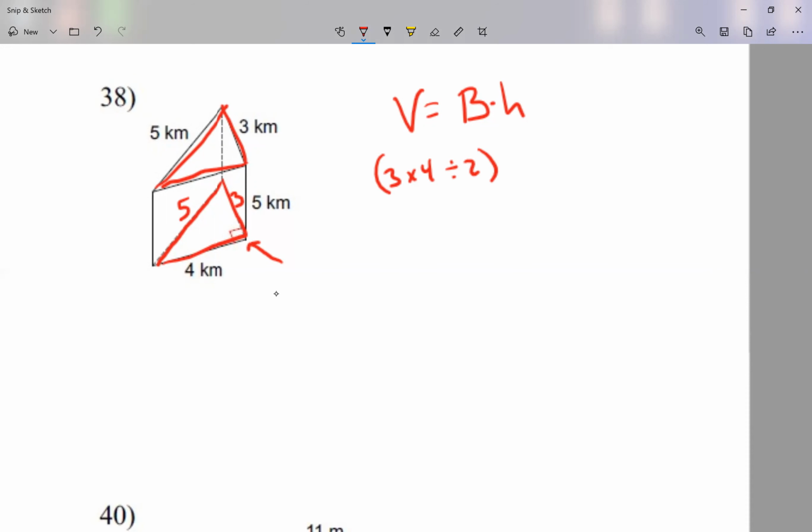The height is the number that has nothing to do with your base, which in this case is 5. This 5 right here. So 3 times 4 divided by 2 times 5. I get 30. If you get a decimal, round it to 1 decimal place.